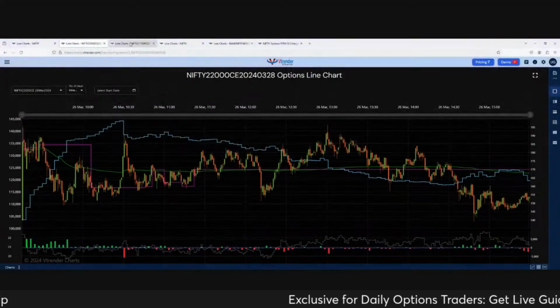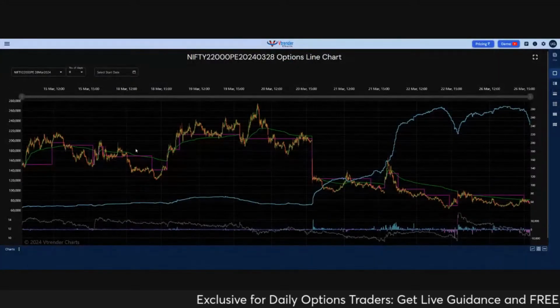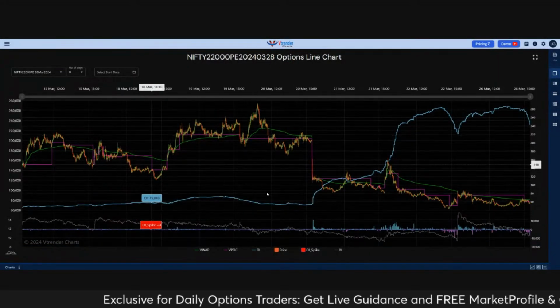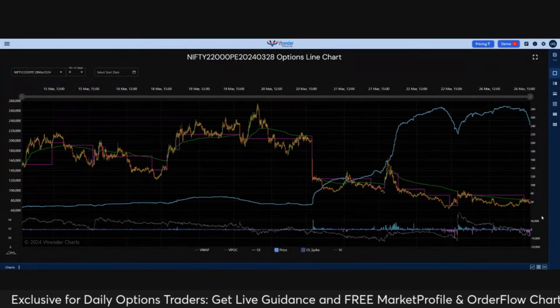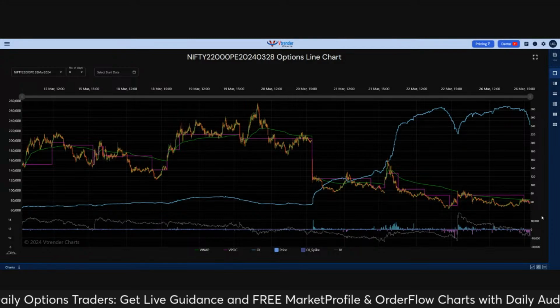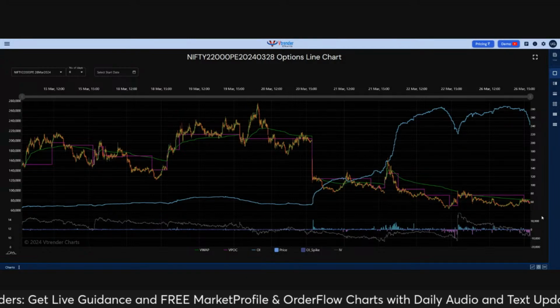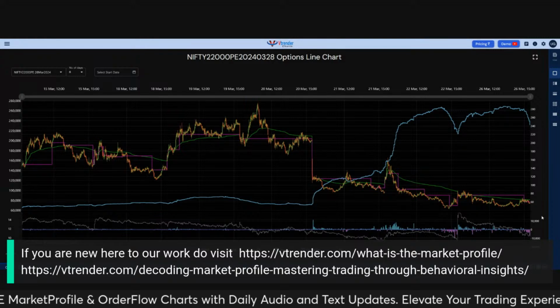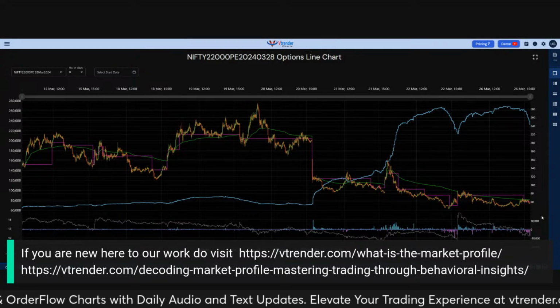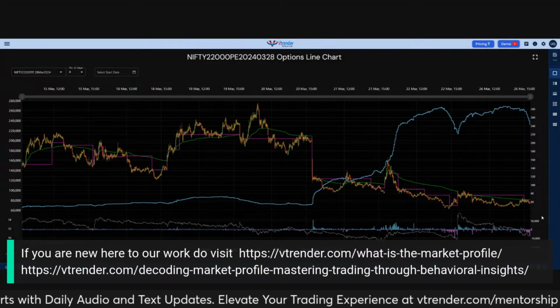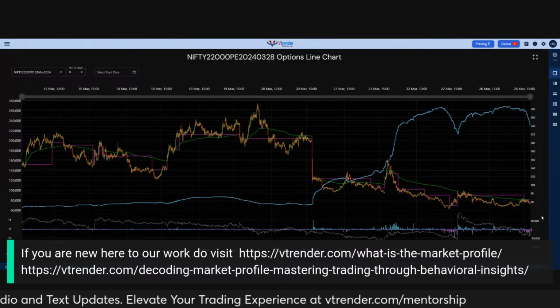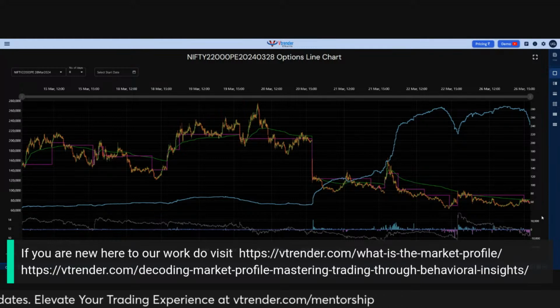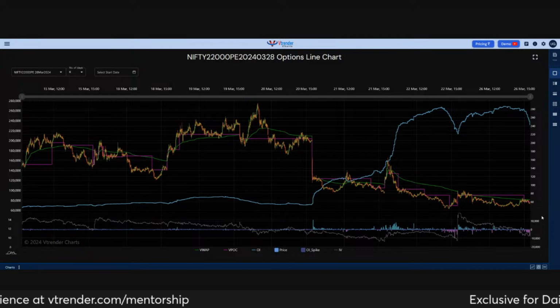I'll quickly move on to the 22,000 put and see what could be our probable targets for tomorrow in case we get a move lower. How can we look at that from the line charts using just the POC? An unvisited POC on any time frame, on any market profile chart, or the order flow chart, or now the line chart, is one probable target you can expect when the auction starts moving in that direction.